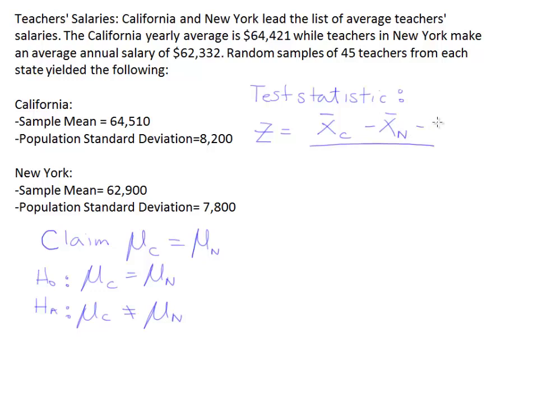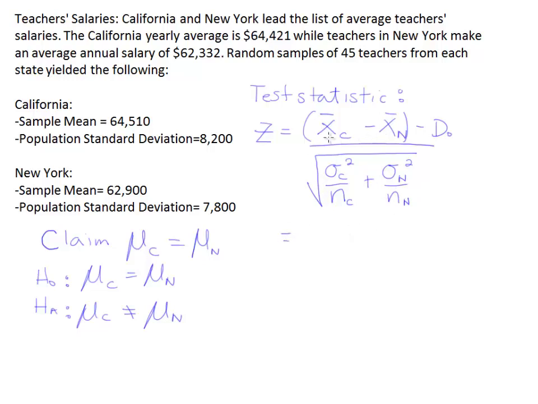Then sometimes you'll see like a minus d sub 0. I'll talk about that in a moment, but for now, don't worry about that quantity. Then we'll have the square root of, and so this is going to be the standard error of the estimator. And this standard error is basically sigma for the first group squared divided by the sample size for that first group plus sigma for the second group, in this case New York, squared divided by the sample size for that second group. Okay, so we have these values.